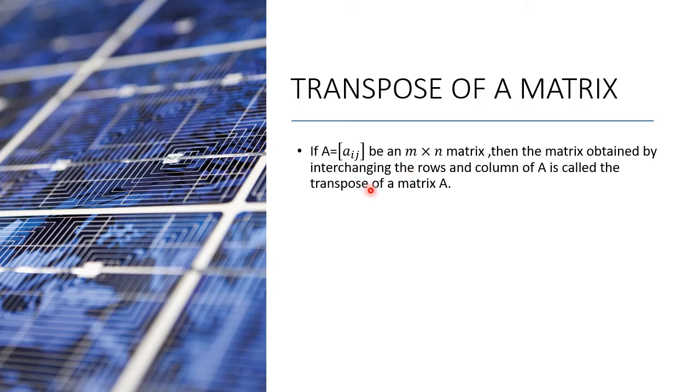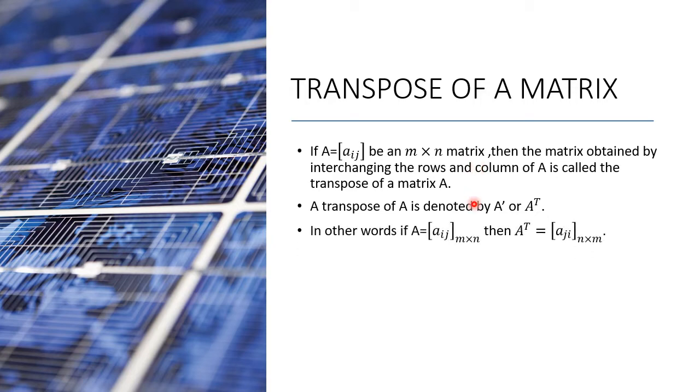That means if you want to find out the transpose of a matrix, then you have to change your rows into the columns and columns into the rows. The transpose of A is denoted by A dash or A transpose. So this is the notation for it, and this is the definition of how to find out the transpose of a matrix. In other words, if A = [aij] is an m cross n matrix, then A transpose will be the element [aji] of n cross m.